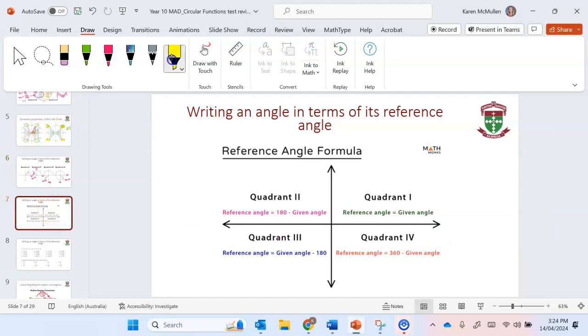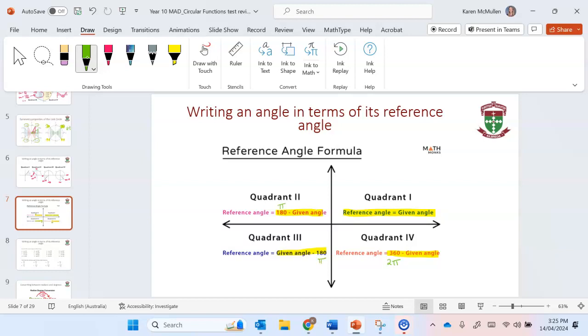That's just repeated here. Your reference angle is your given angle if you're in the first quadrant. If you're in the second quadrant, it's 180 minus your given angle. In your third quadrant, your given angle minus 180. And then 360 minus your given angle. Now we can change all those angles from degrees to radians. So remember, 180 is the same as pi, and 360 is the same as 2 pi.